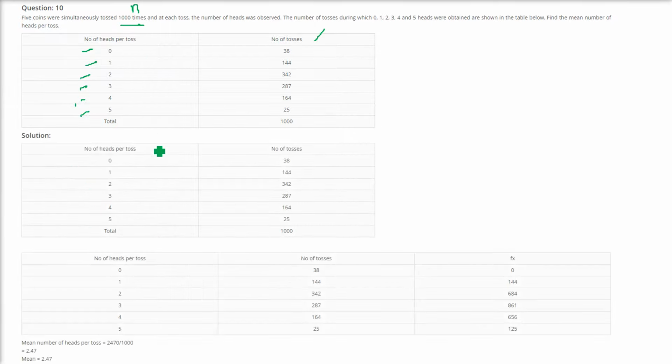So we have a table. This is number of heads per toss, number of tosses. So this is number of heads per toss. So this is number of tosses. So this is your frequency f and this is your x. So we multiply f and x. So fx is like this.